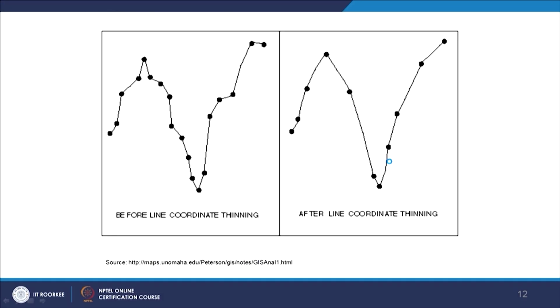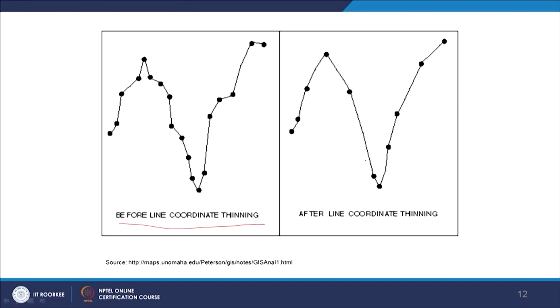Another example, this is before line coordinate thinning. Some software and some literature use the term coordinate thinning. Coordinate thinning means again removing internodes from your vector data or polyline. Here you are seeing that a lot of nodes are there, but only the important nodes have been kept from the generalization point of view.